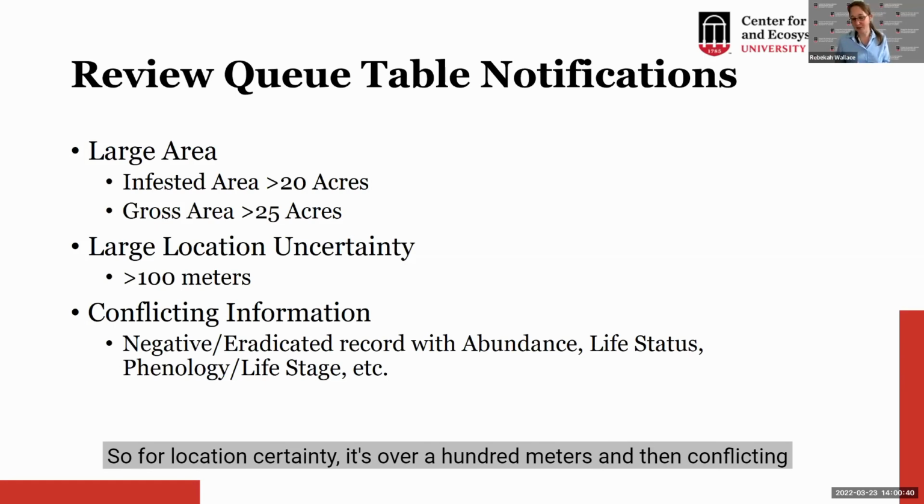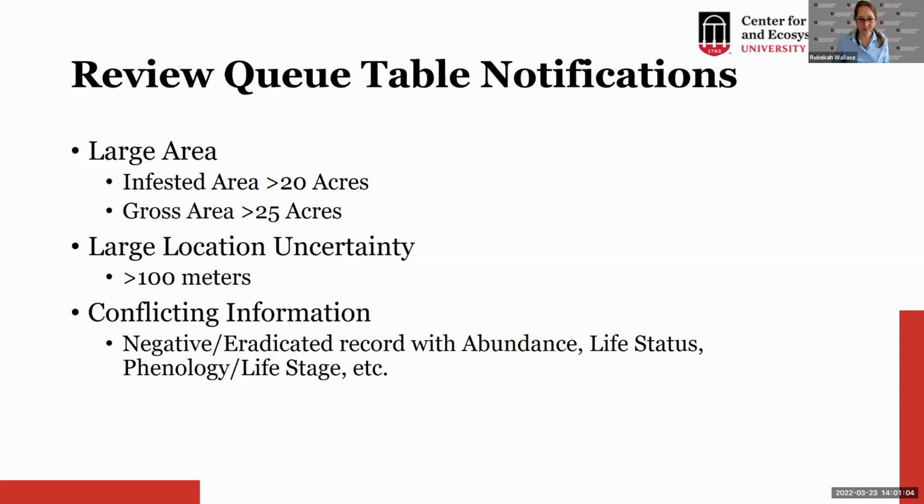And then conflicting information, like I said before, if a record's marked as negative or eradicated, but there's abundance or a life status or some sort of phenology or life stage associated with it, that is cause for concern because you're saying that, again, it wasn't there, but it was an adult. So just some extra information so that nothing slips by the verifiers.